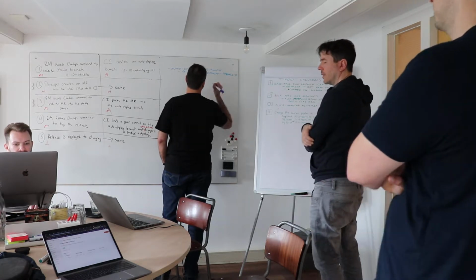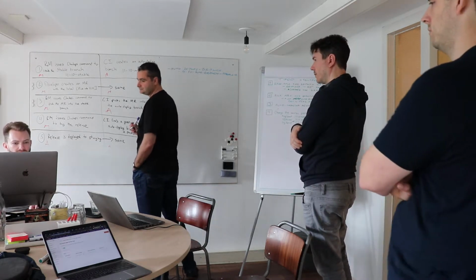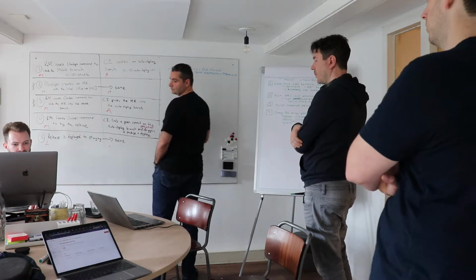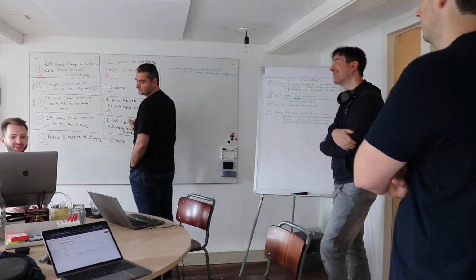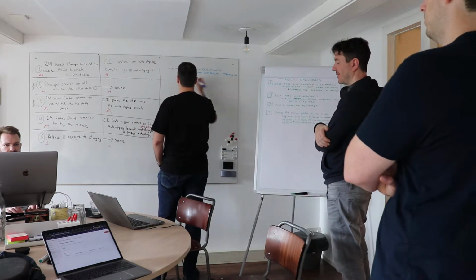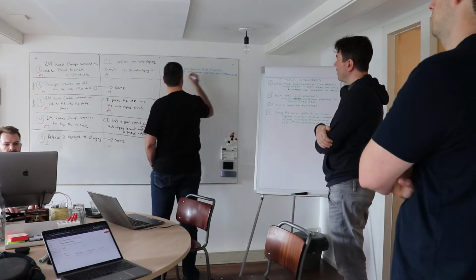Use 10001. Dash E or no? We just removed the dash E. Okay, but this one has E. Yeah. So we should create a new one. One auto-deploy branch gets created.